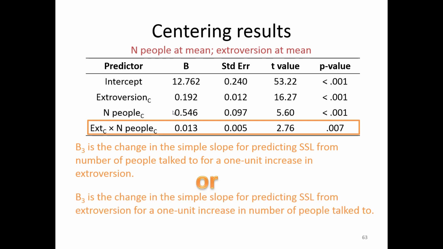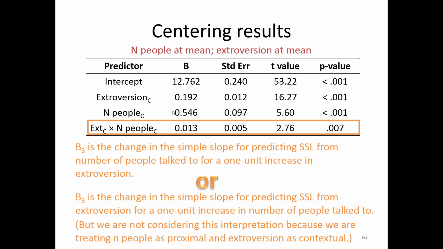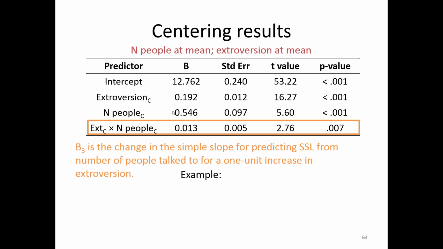Okay, or we could say the change in the simple slope for predicting satisfaction with social life from extroversion for a 1-unit increase in number of people talked to. Okay, so we're considering this interpretation. We're not considering the second interpretation because we're treating number of people talked to as the proximal predictor and then extroversion as the contextual predictor.